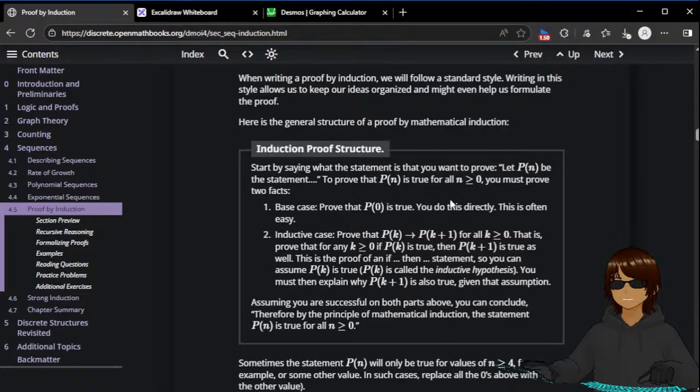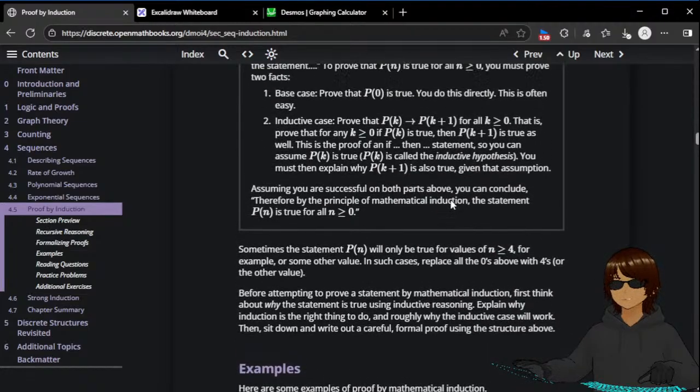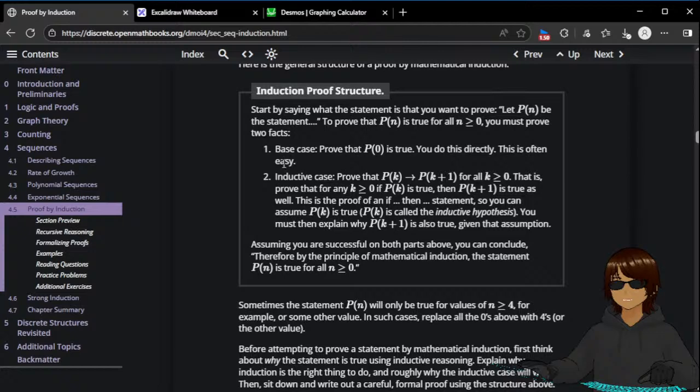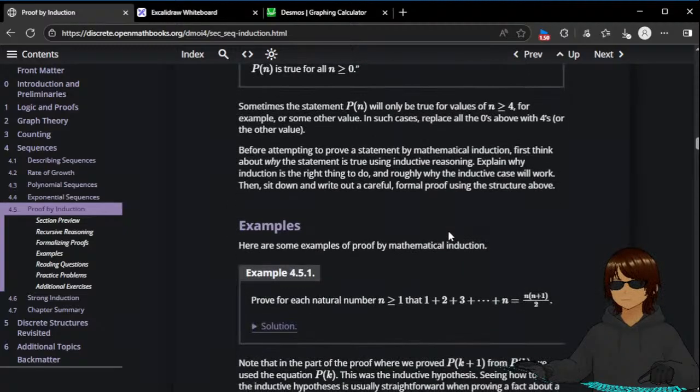Induction proof structure. All right. Base case, prove that P0. Inductive case, P(k) implies P(k plus 1). So you can assume P(k) is true. P(k) is called the inductive hypothesis. You must then explain why P(k plus 1) is also true given that assumption.